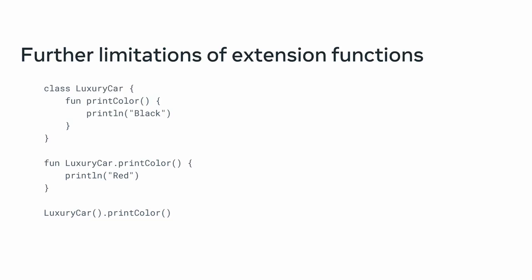For instance, let's say the class LuxuryCar defines a function that prints the color of the car, and there's an extension function with the same name. When invoked, the function defined in the class is called and the extension function is not executed. Therefore, this prints black as the car's color.